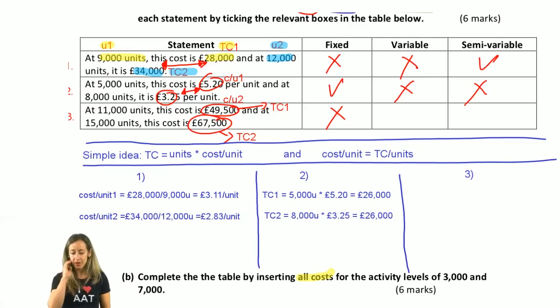It's not semi-variable. What about the last one? Well, let's have a look at the last one here. In the last type, we've got given what?